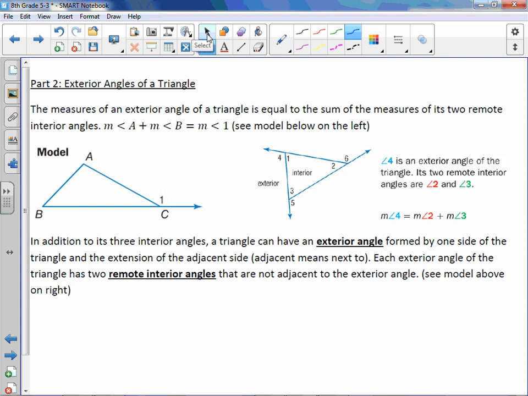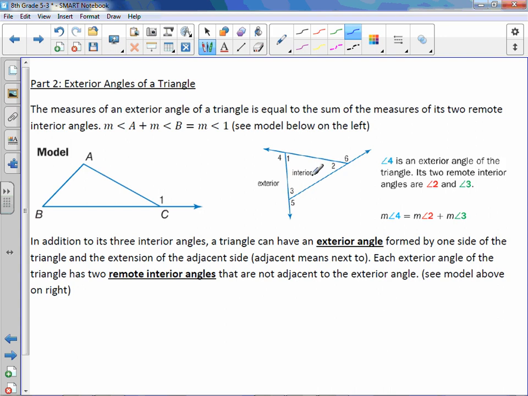Exterior angles of a triangle. The measure of an exterior angle of a triangle is equal to the sum of the measures of its two remote interior angles. So let's talk about what these vocab words mean. So here you have a triangle, and the lines extend off of each line segment. So really these are rays, okay? And they still form an internal triangle.